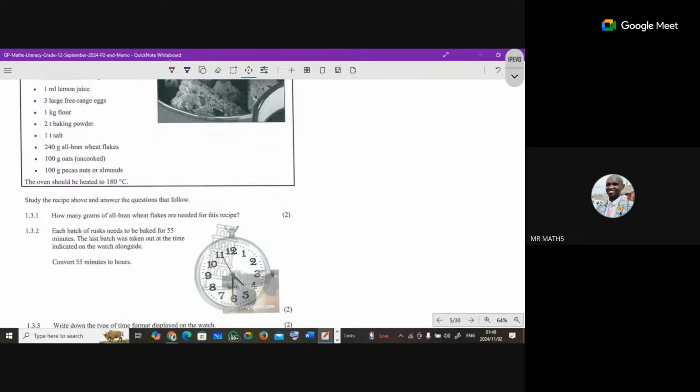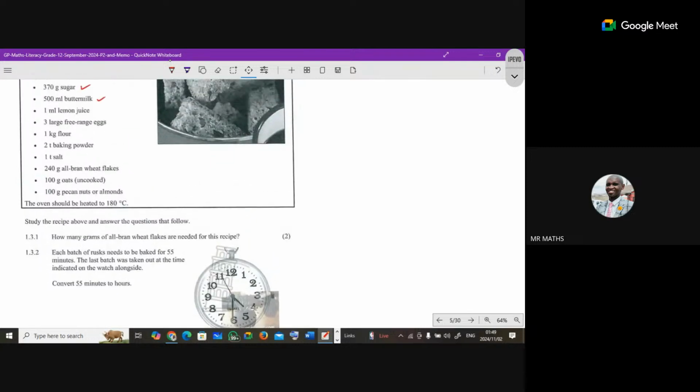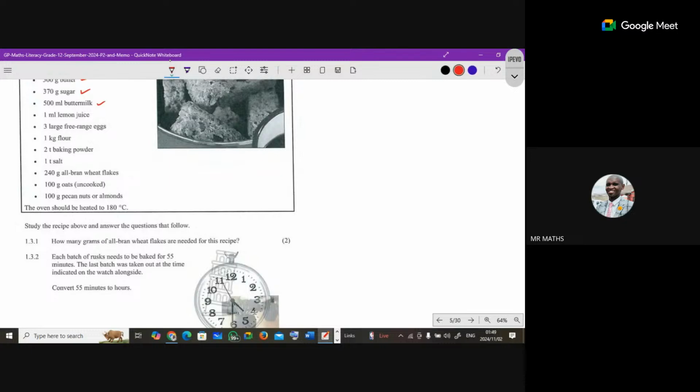Okay, all bran wheat flakes. So here it is. This is the old bran wheat flakes. The question is how many grams? We are told we will need 240 grams. So to answer their question, we are going to say only 240 grams.